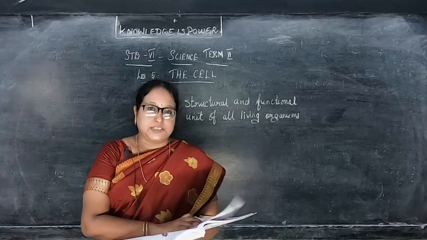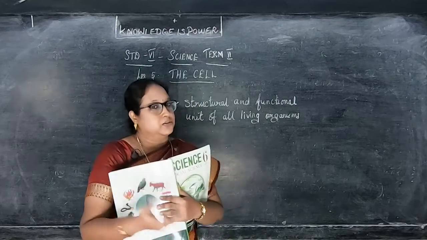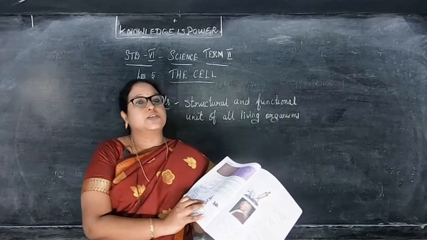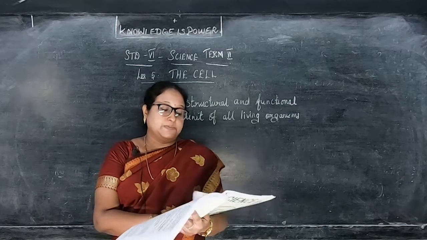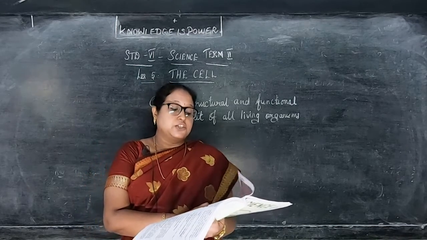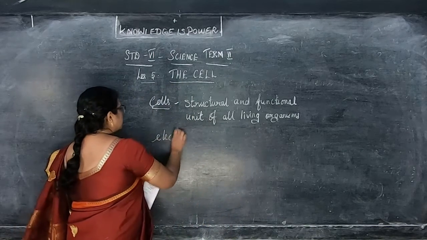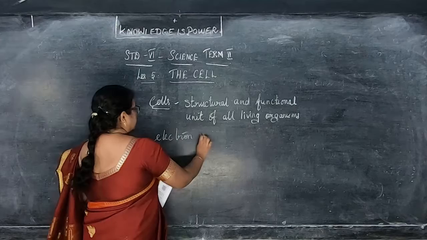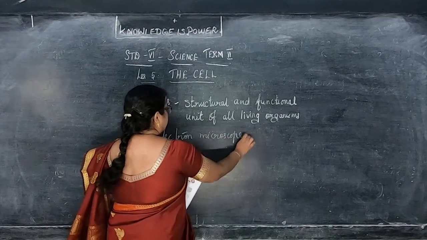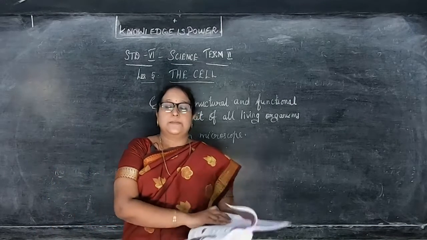So they can be observed only through a specialized scientific instrument called a microscope. Everybody knows a microscope. Those who don't know, the picture is given there, so you can see that. Nowadays an electron microscope is used to magnify and observe the cell. So what microscope is used? Electron microscope. Microorganisms which we cannot see with the naked eye are observed through the microscope.